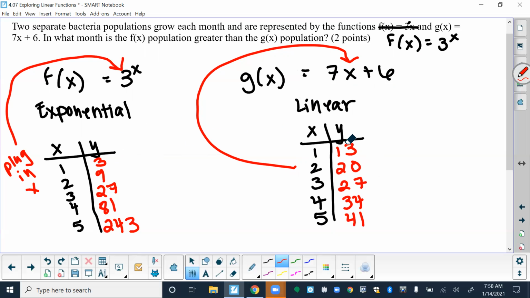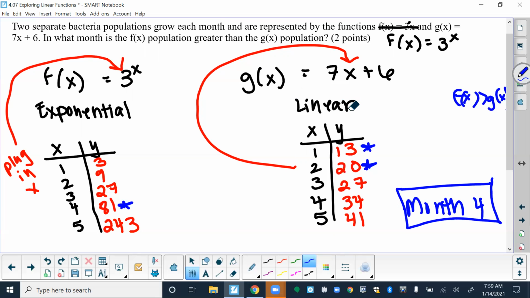All right, so compare these two tables, and I'll put a star next to which one is greater. So when x is 1, the linear function is greater. When x is 2, still the linear function. When x is 3, they're both equal, but we're looking for when f of x is greater than g of x. So that's not the answer. But then month 4, now it's switched over to the exponential function being greater. So the answer for this one would be month 4 is when the exponential function exceeds the linear function.